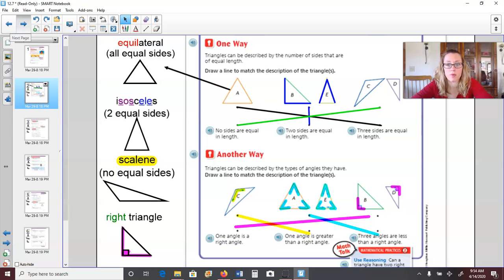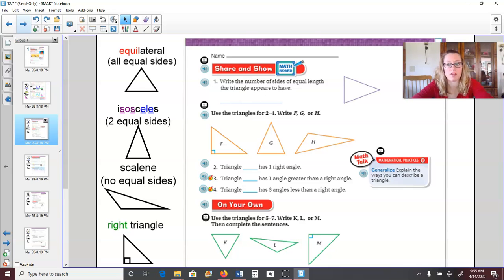All right, so moving on to the next page, the share and show. We need to write the number of sides of equal length the triangle appears to have. Now, if you're having a hard time looking at the sides of the triangle to see if they're equal or not, like I said, try to do the collapsing of one side on top of another and see if you think they would match up. Or you could always get a piece of paper, thin white paper, and try to trace one of the sides and then line it up on top of the other.